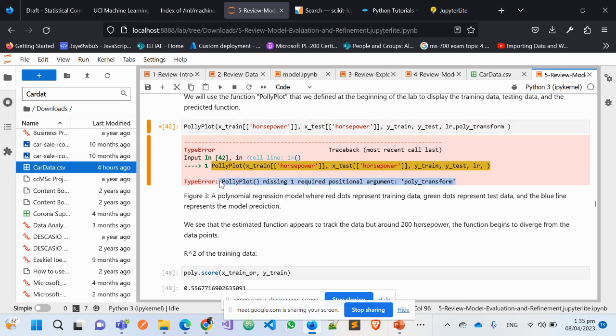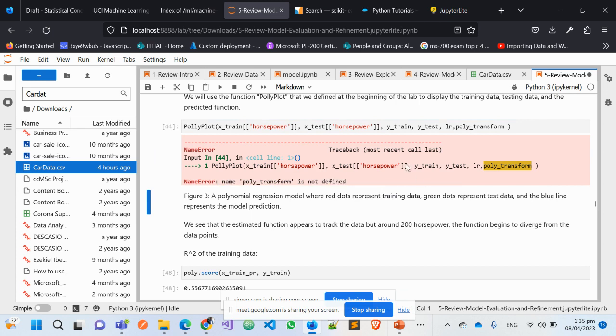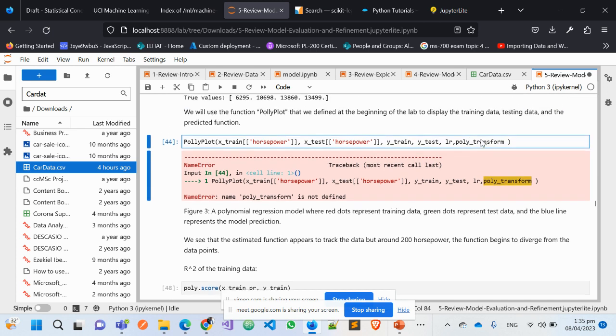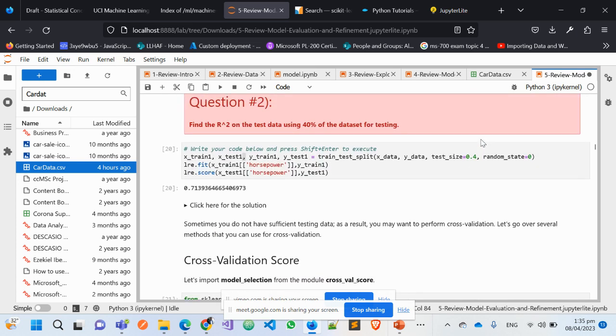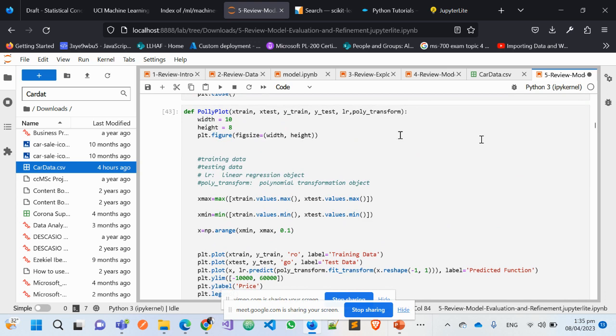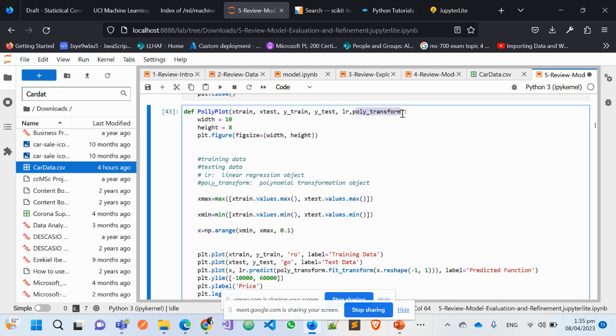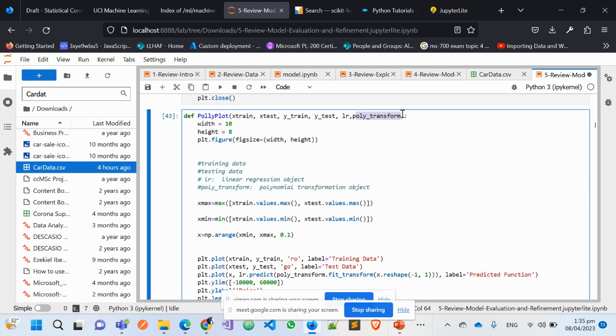So what I can see from the polyplot is showing us that it's not defined, like a name error. But however, the name that we have there is what you have here. So I'm wondering why it's showing us this error, because it's not looking like there's anything wrong in the function. Okay, everything is as it is. Poly transform, so it's defined.